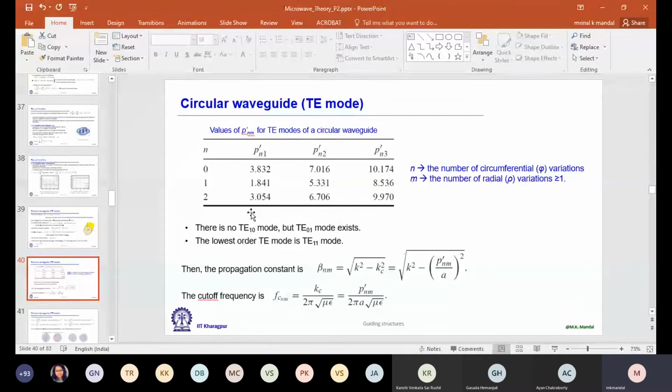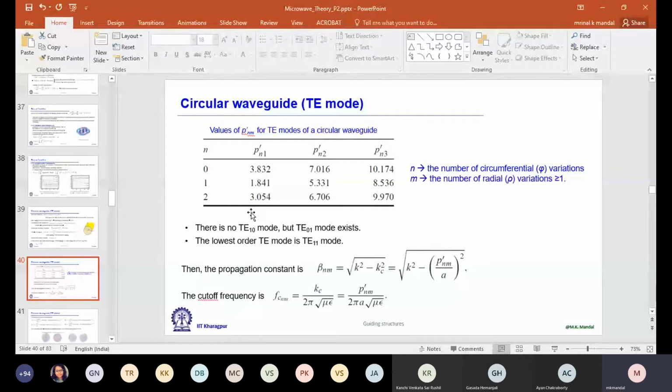So we take the cross-sectional plane, right? In a circular geometry, we have variation along phi and variation along rho. So n represents the number of circumferential variations, and m represents the number of radial variations. So along radius it is m, along phi it is n.